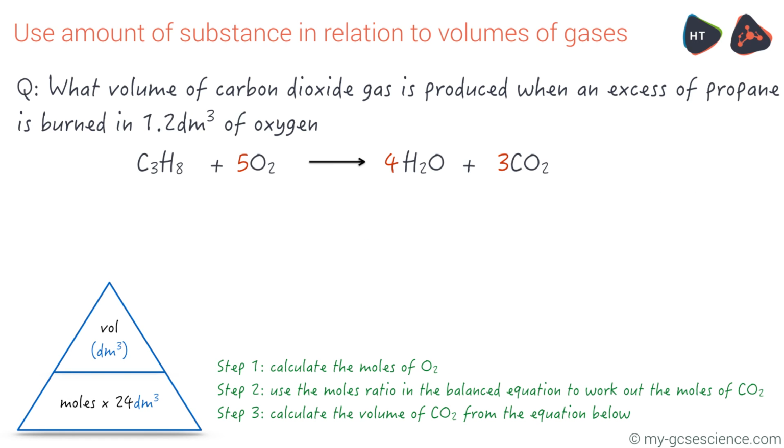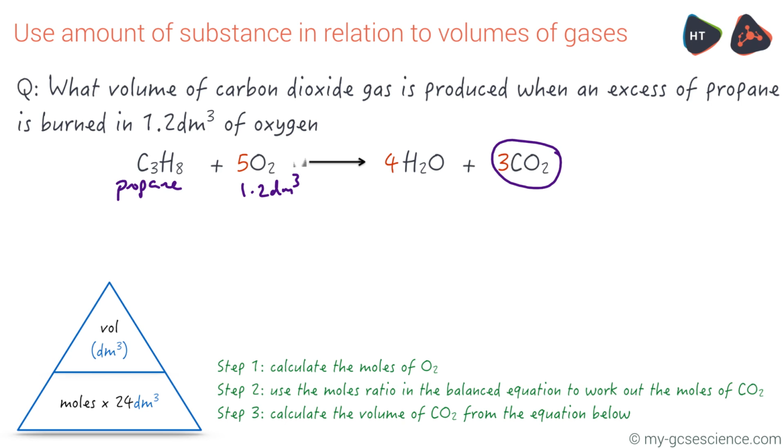And finally, this is the hardest type of question you might be asked. You're given an equation and you're asked to find the volume of one substance from the volume of another substance. In this case, we're trying to find out what volume of carbon dioxide gas will be produced when an excess of propane, which is this, is burned in 1.2 decimeters cubed of oxygen. Okay, so that's what we know so far.